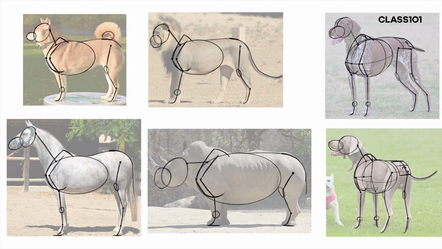Finally, let's add the tail. The only tricky thing about it is that it starts roughly over the hip joint, even though in the side view it looks as if it started much lower than that.